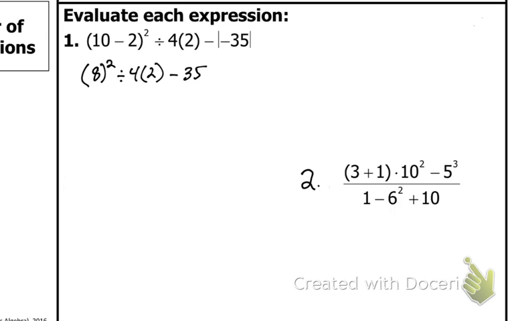What's my next thing? Yeah? You multiply the 8 and you add up the exponent? We do our exponents next. Yes, we'll do our exponents next. So that would be our 8 squared. Hey, let's make sure we pay attention. Okay, so we have 8 squared, which is 64, divided by 4 times 2 minus 35.